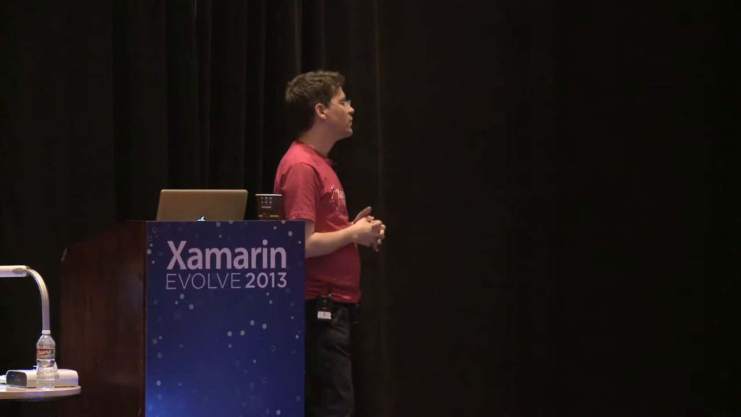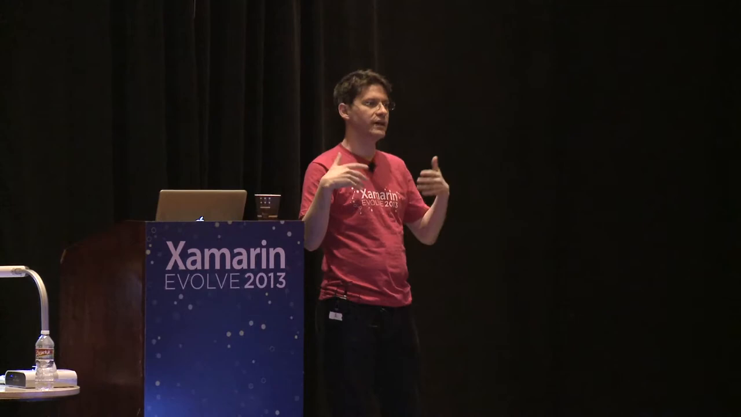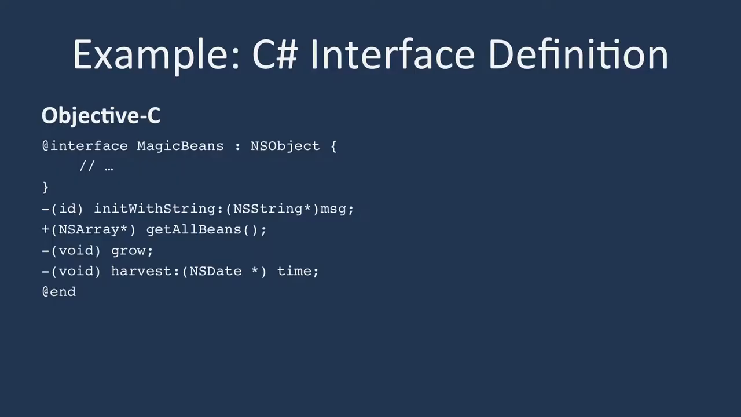It poses a problem because if people don't follow conventions and they don't properly call base classes, you get corrupt state. So it's a common bug in Objective-C applications. The second method, it's a static method because it contains a plus sign. The plus sign says this is a static method. It returns an NSArray.